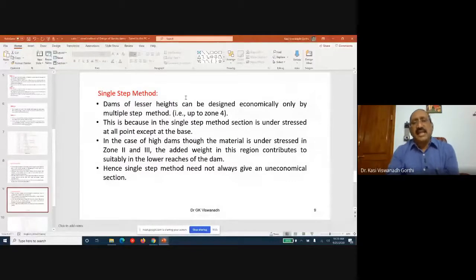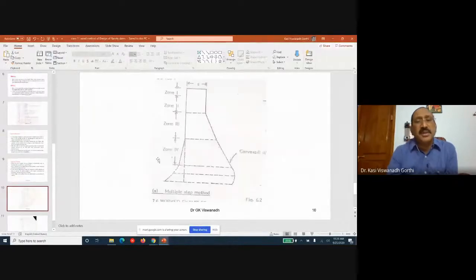Dams of lesser heights can be designed economically only by multiple step methods up to zone 4. This is because in the single step method, the section is under stress at all points except at the base. In the case of high dams, though the material is under stress in zone 2 and zone 3, the added weight in the region contributes suitably in the lower reaches of the dam. Hence, the single step method need not always be an economical section. It may be safe, but it may not be economical.